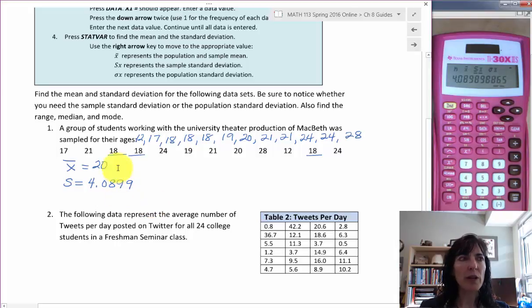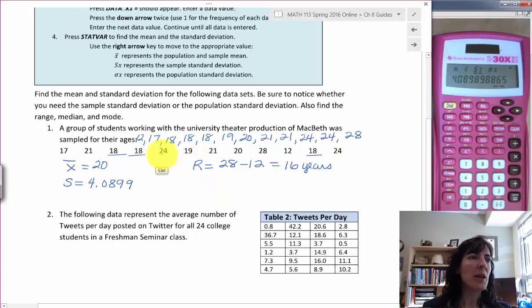So I need to find the range, the median, and the mode. And so what I've done is ordered all my numbers from least to greatest, and starting with range, I want to do the 28, which is the largest number, minus the child actor, who's 12, and I get 16. 28, yes, 16 years difference between the oldest and the youngest that I sampled. Then I need to find the mode, and I see 3 18-year-olds, and it looks like that's the largest group. So the mode is 18 years old.